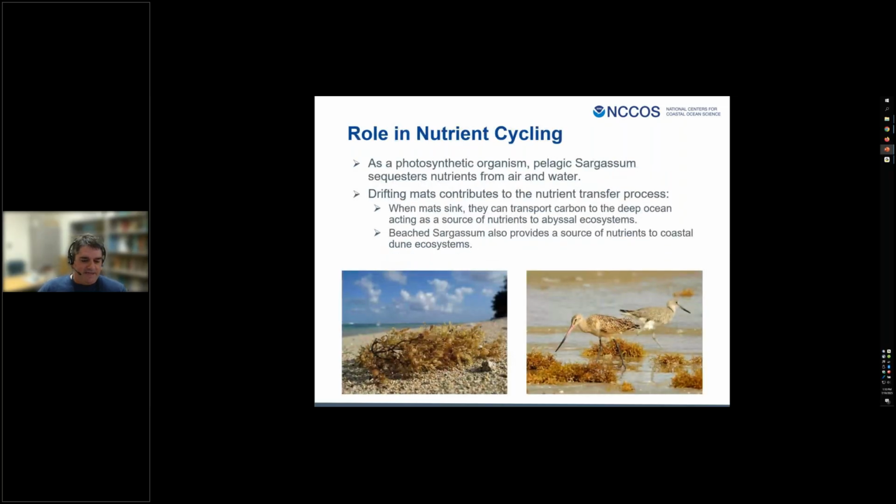When mats die and decay on open water, they sink and bring nutrients to deep waters. But just as important, when it lands on shore, Sargasso still plays an important ecological role. It brings nutrients from the ocean to sandy shores where it helps feed a whole new set of organisms.